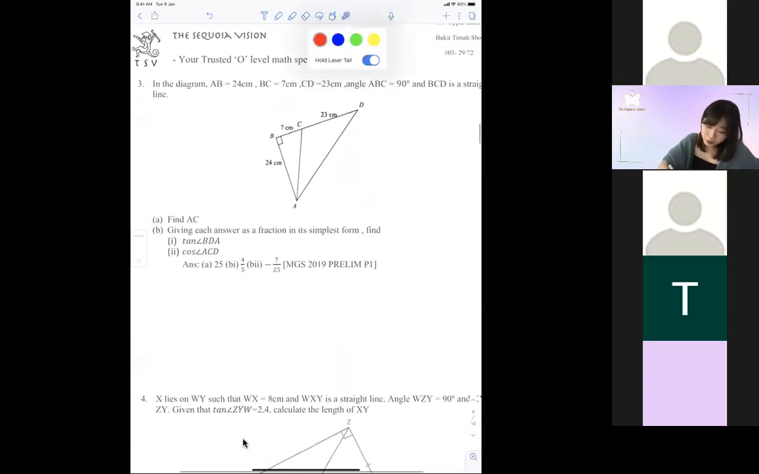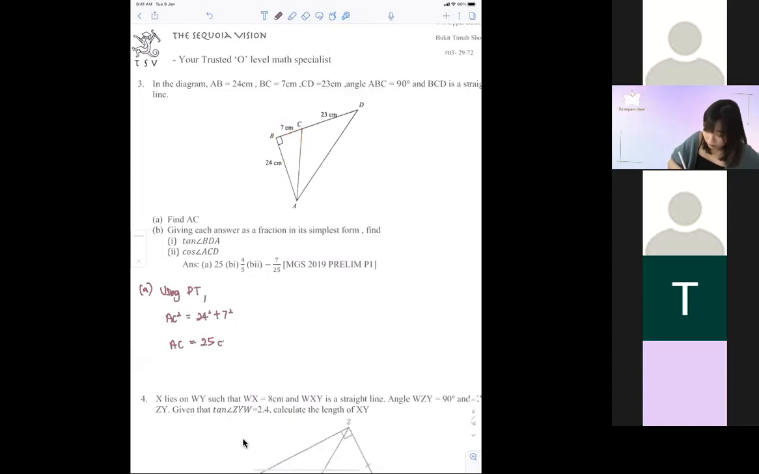So again, I want to find AC. Every time I ask you to find a length, you see whether it is in a right angle triangle or non-right angle triangle. In this case, it is in a right angle triangle. We can use either trigonometry or Pythagoras theorem. Since we have these 2 lengths, we use Pythagoras theorem. Every time you use Pythagoras theorem, remember to spell it out using PT. Okay, AC square is equals to 24 square plus 7 square. So AC is square root of that, which is 25.